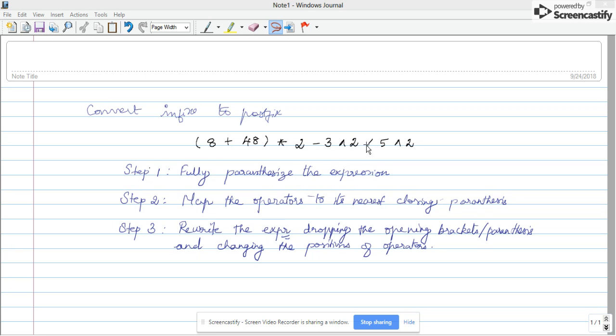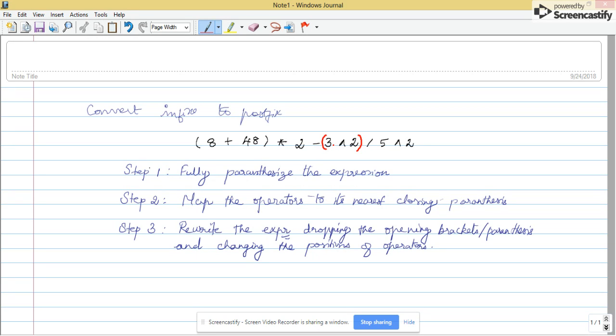Considering these operators, we can understand that this power symbol, this exponent, has to be evaluated next after 8 plus 48. So as a first step, we just put a bracket over there. Now we're going to fully parenthesize the expression and show you how to do it. We just put a bracket considering the priority.